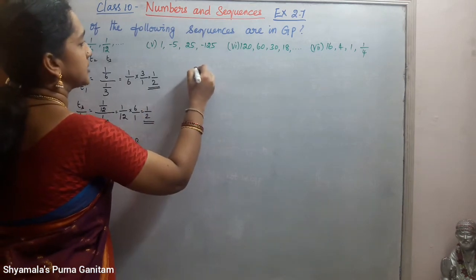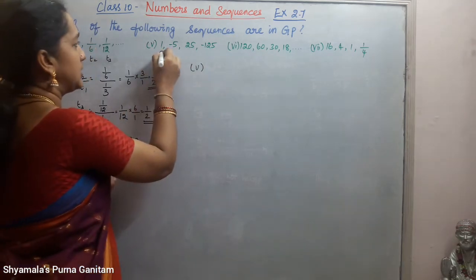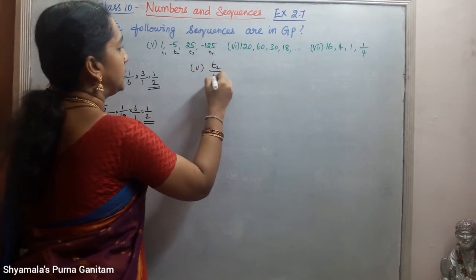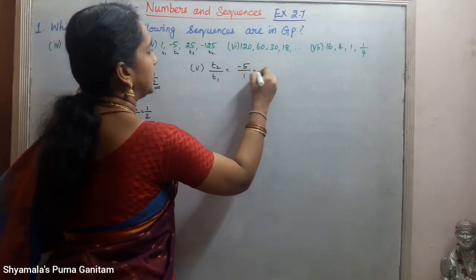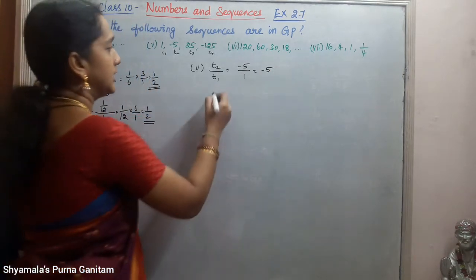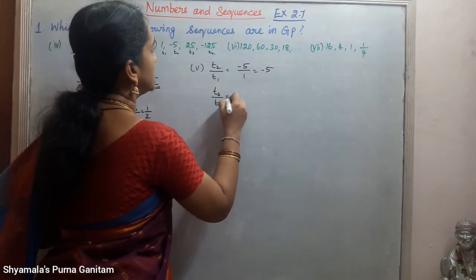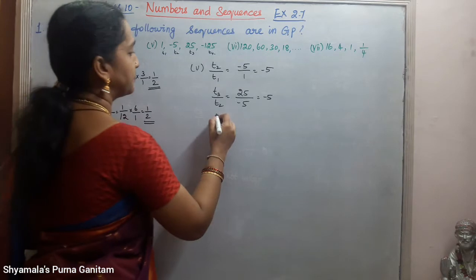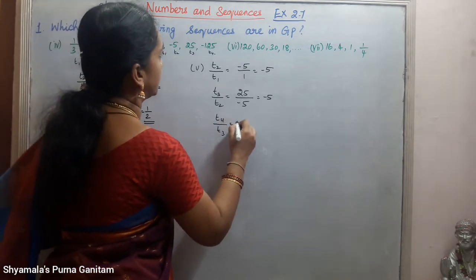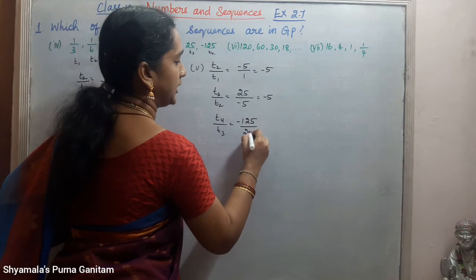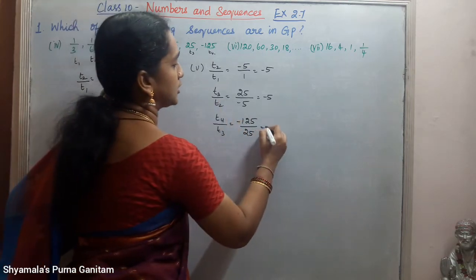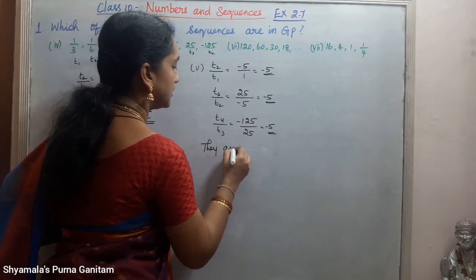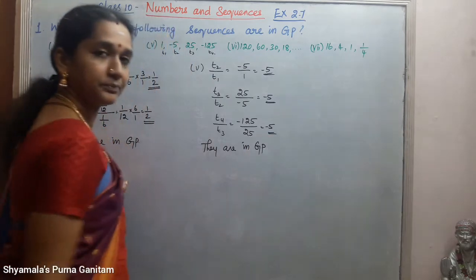Then the fifth sum is 1, minus 5. So this is T1, T2, T3, T4. So T2 by T1 is equal to minus 5 by 1. We will get the ratio as minus 5. Then T3 by T2 is equal to 25 by minus 5. So this one also we will get as minus 5. Then T4 by T3 is equal to minus 125 by 25. So 25 5s are 125, that is also minus 5. So all the ratios are same. So they are in GP. Okay.